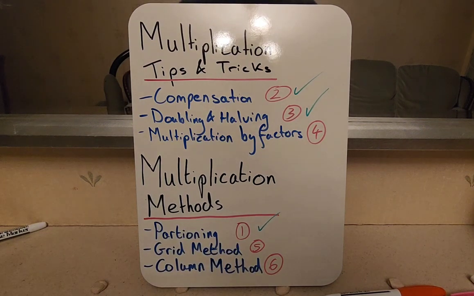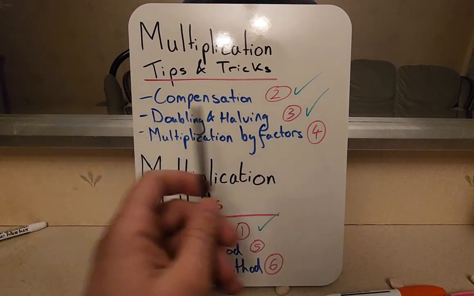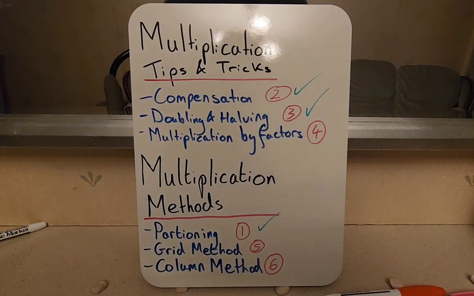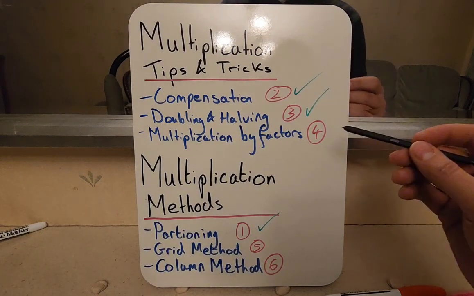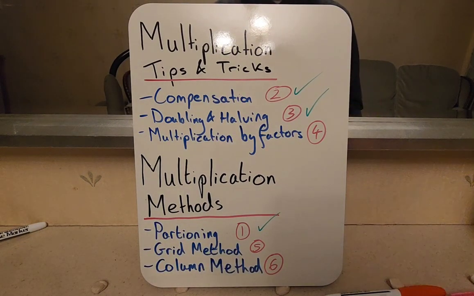In the last video, we covered partitioning, compensation, and doubling and halving as well. So in this video, we're going to have a look at multiplication by factors, which is something I don't see taught very often, as well as the grid method and the column method, which some of you may already know. So let's get started.